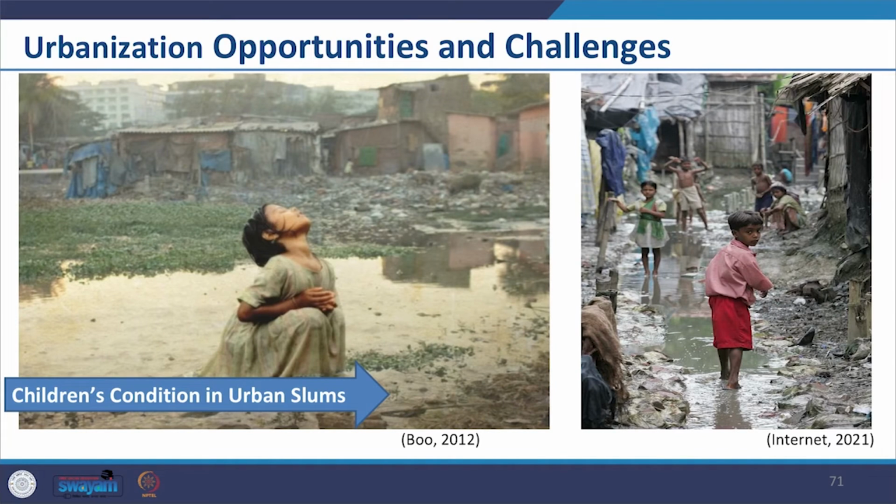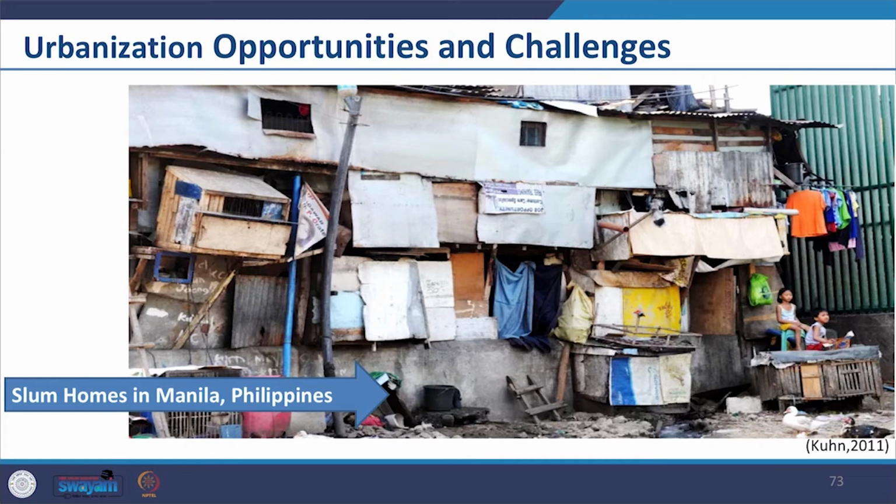Further, the study indicates, as per the evidence from hundreds of demographic and health surveys conducted in countries of Africa, Asia, and Latin America over the last several years, that infants and children residing in slums have substantially greater incidence of illness than their urban peers and are less likely to survive their fifth birthday. The urban poor in developed countries also face marked disparities in health and well-being. In this picture, we see Filipino children sitting in front of their slum homes in Manila in the Philippines.